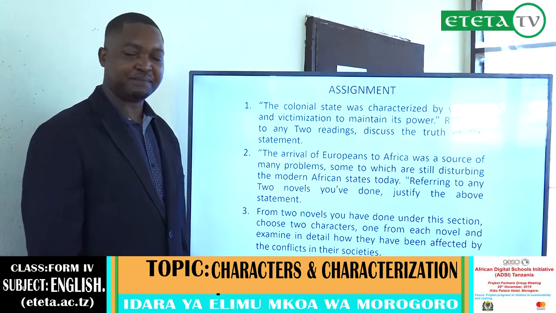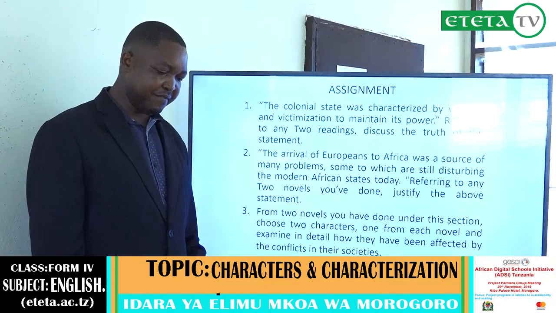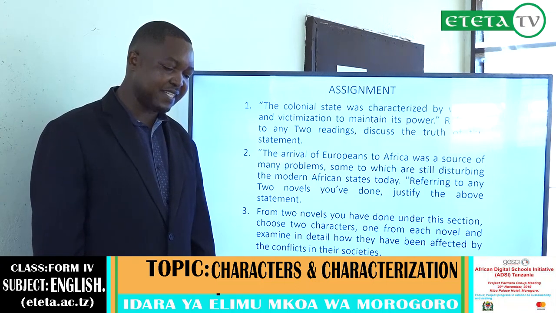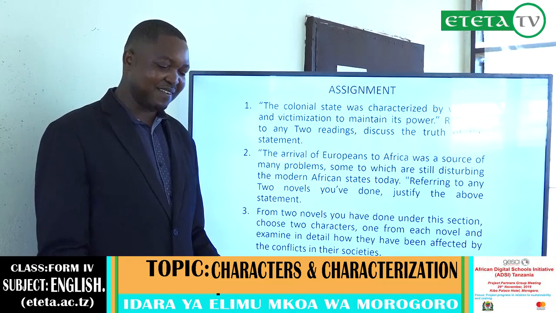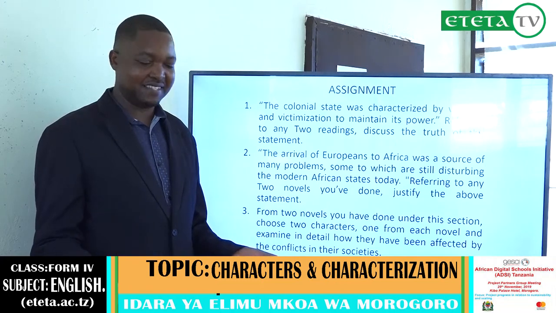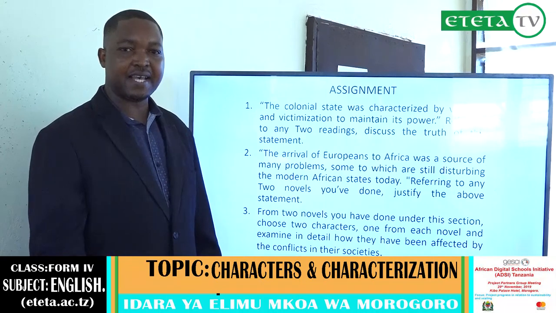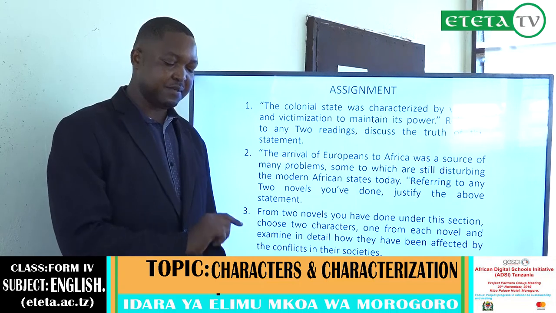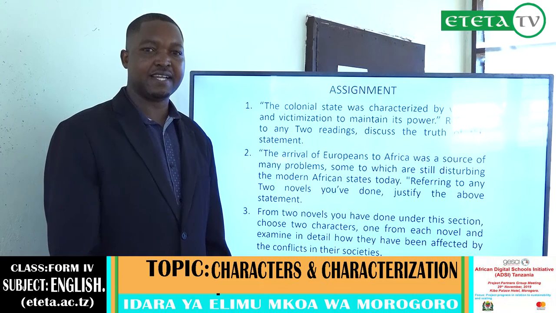The third question: from the two novels we have done in this section, choose two characters, one from each novel, and examine in detail how they have been affected by the conflicts in the society. Very good. I don't even need to give clues for this. You know the character who faced problems, from when you started the summary of Weep Not, Child, to the end. My dear students, you have to do those questions which I'm going to leave you with. This is the assignment, and it should be done.